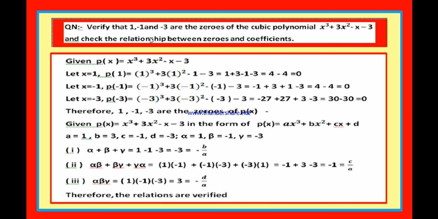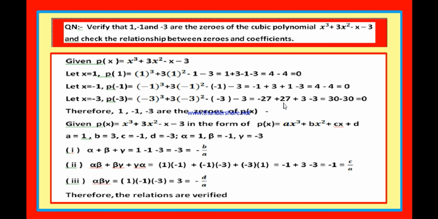Now substitute the third value, x is equal to minus 3. Then p of minus 3 is equal to minus 3 whole cube plus 3x square, means 3 into minus 3 whole square, minus x, means minus of minus 3, and this is minus 3. Minus 3 whole cube is minus 27. Minus 3 whole square is plus 9. 9 into 3 is plus 27. Minus into minus 3 is plus 3 and this is minus 3.